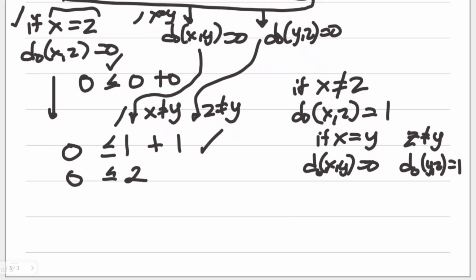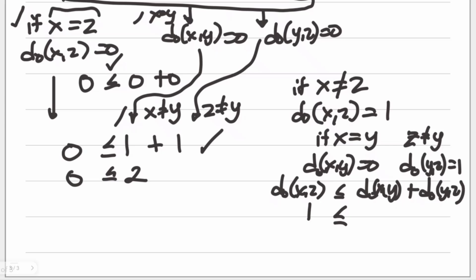Plotting them all together, is the distance of x and z, which is 1, less than or equal to the distance of x and y plus the distance of y and z? Let's find out: 0 plus 1 is 1. Since we have equality, it satisfies this part of the situation. Now, I don't have much space. Hopefully, I can generalize it later.